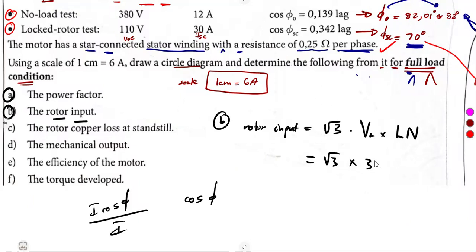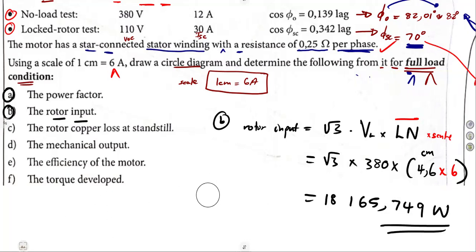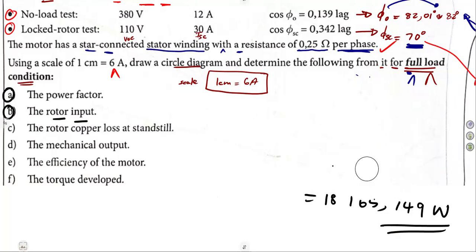380 rated value, 380 times the line LN, you measure it. So approximately that was 4.6 centimeters. Wherever the vector is, you must multiply by what? By a scale when it is a product like that. You multiply by the scale. 1 centimeter to represent 6 amps. That is our scale in that case, all right? So that was going to give us 18,165.749 watts. This is power measured in watts. So that's our rotor input.